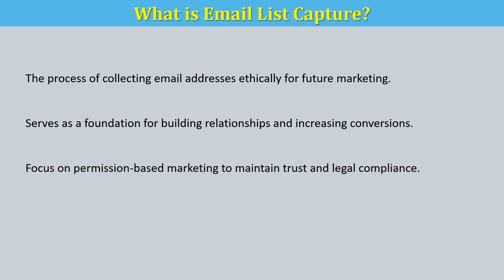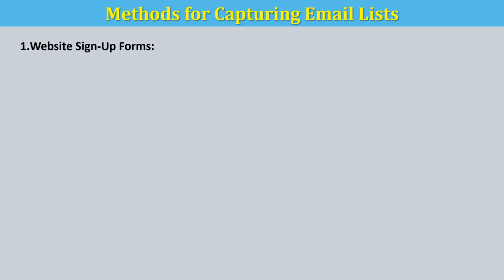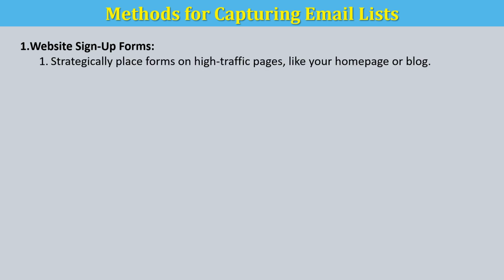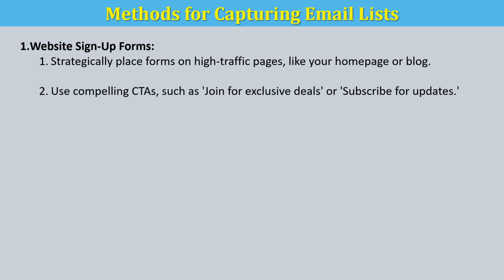Always focus on obtaining explicit permission. This reduces spam complaints and improves engagement rates. Methods for capturing email lists: website sign-up forms. Make sure sign-up forms are visible and user friendly. Pop-ups, sidebars, and online forms on your blog work well. Strong calls to action encourage users to sign up.